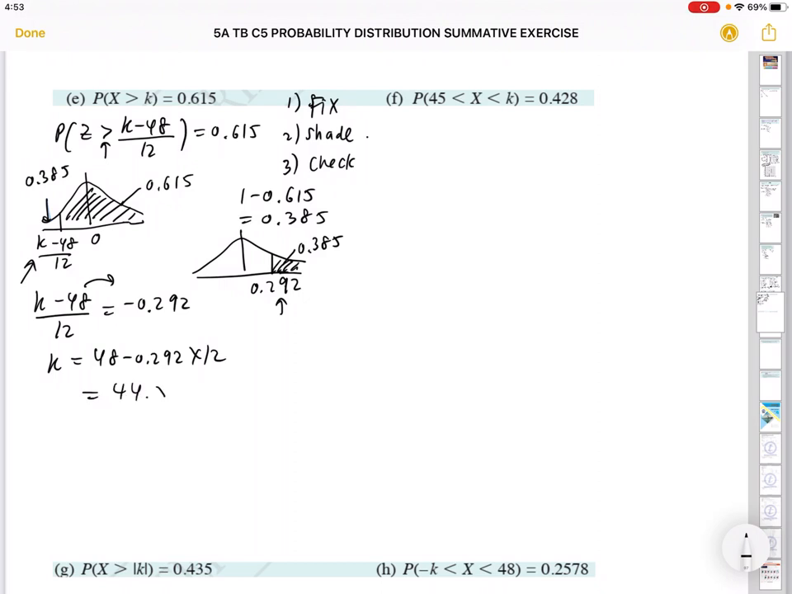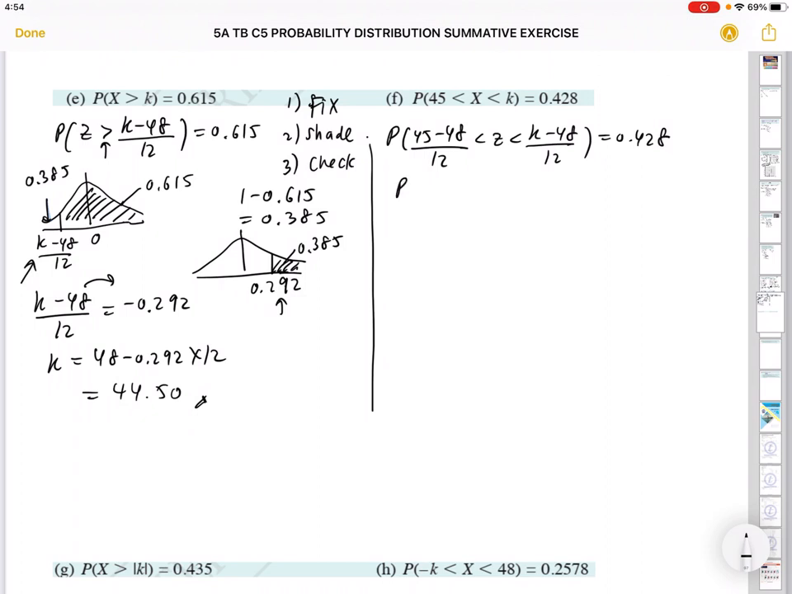Okay, B, again I standardize first. 45, you minus 48 divide by 12. This is Z, K minus 48 divided by 12, 0.428. When you standardize this, this is 3 over 12, negative 0.25. This is your z value, K minus 48 over 12. This is 0.428.